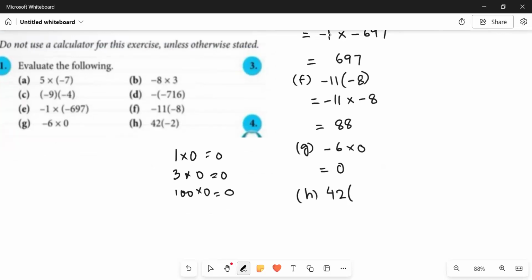Then we have part H. 42 minus 2. Again, we have a bracket and we have a minus sign inside of the bracket. It means 42 is multiplied to this minus 2. 42 multiplied by 2 gives us 84, plus minus minus. So the answer would be minus 84. Okay, students?